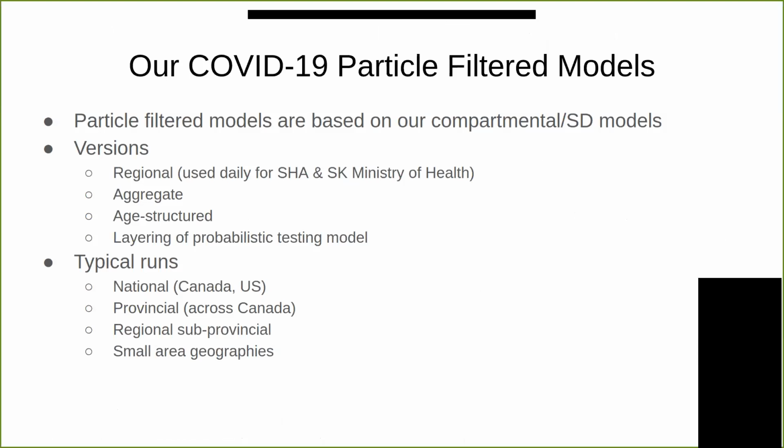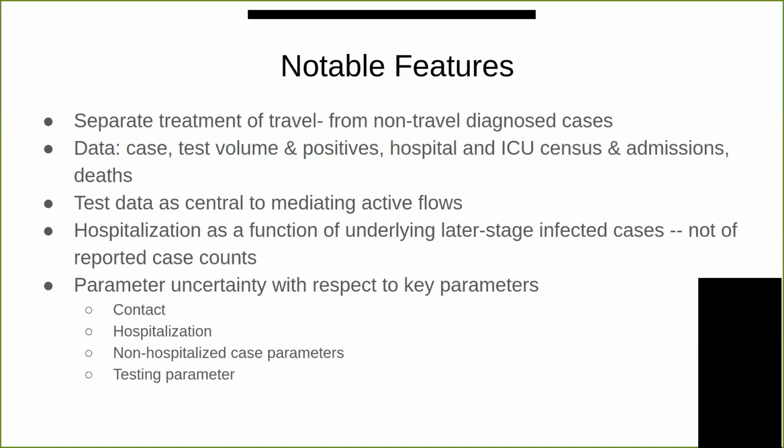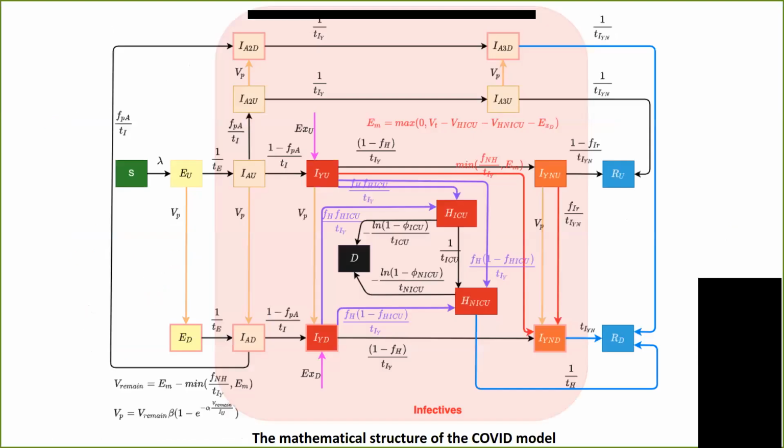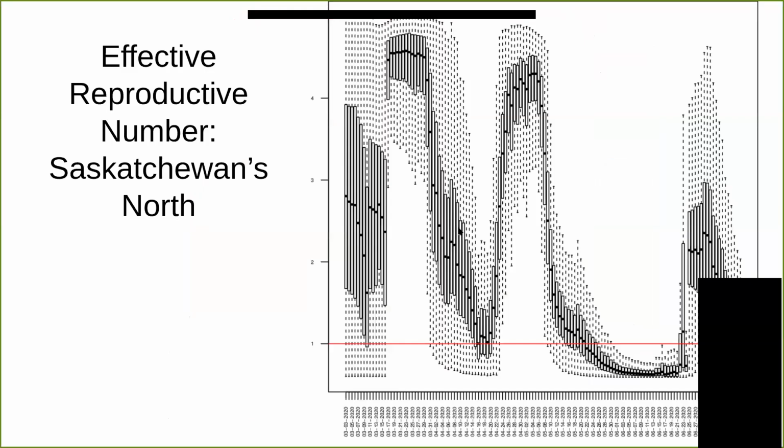We've applied these models at the local, regional, within the province, and provincial level, with some explorations at a national level. Test data is particularly central for mediating flows in this model, and we distinguish in this model between a frankly symptomatic pathway on the one hand and a POC or oligosymptomatic pathway on the other, and distinguish between diagnosed and undiagnosed infectives, as well as between two levels of hospitalization for COVID-19 patients.